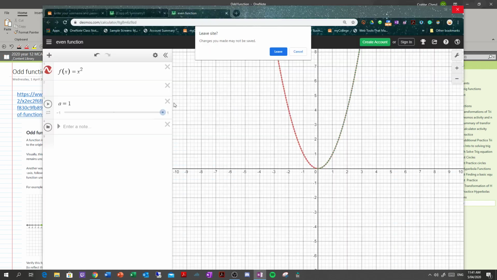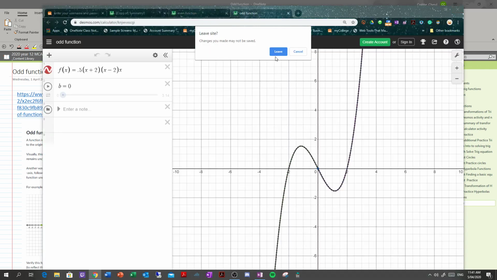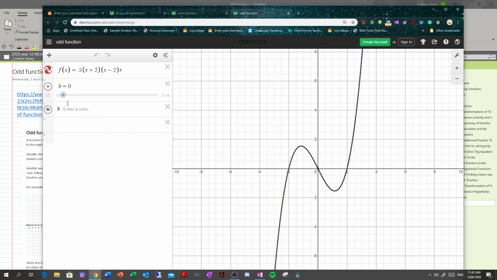So if we go to this odd function Desmos thing, and we play this, here's the cubic, and what happens is this is not symmetrical about the y-axis. So if I flip it about the y-axis, it's not symmetrical. So that's a flip around the y-axis. But then I flip it around the x-axis. So it's two flips, which is basically a rotation of 180 degrees, right?